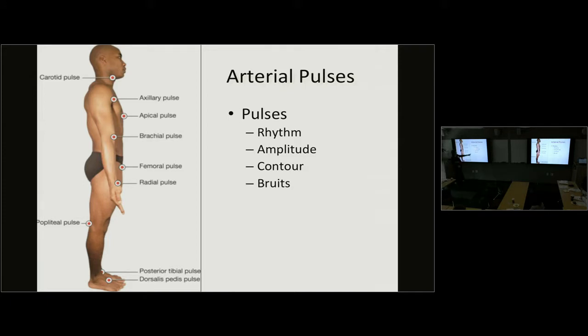A bruit is when you start to get some turbulence within that artery. So when we start to get stenotic lesions, like in the carotids, and they put the stethoscope over that, you're listening for some turbulence or some atherosclerotic changes that may be happening, or some constriction in those areas.